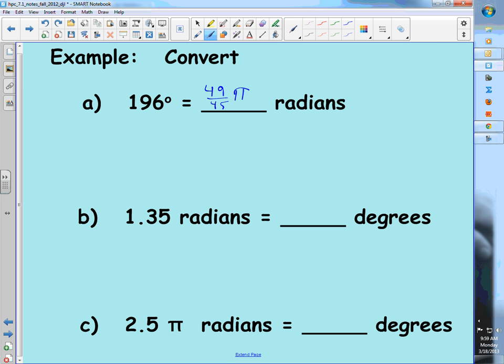Here's how I know that yours was wrong, and you should start to get a feel for radians. You said 44 over 45, which is a little bit less than 1, right? 1 pi is 180 degrees. This is 196, has to be more. So that's how I knew that there was an issue.